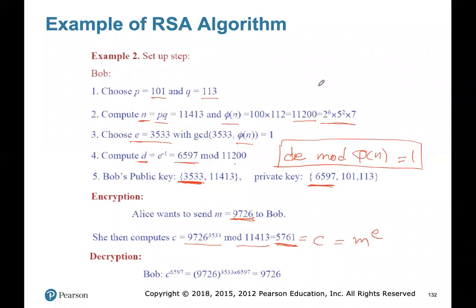Here Bob, at the recipient side, calculates the ciphertext received, which is 5761 to the power of its private key, which is 6597. Based on Fermat's little theorem, I told you that this is going to be equal to 9726 to the power of this number, which again becomes this. So this way, Alice can send the message to Bob.